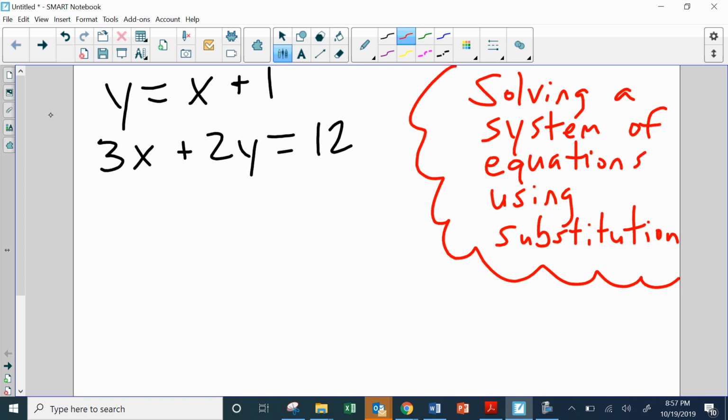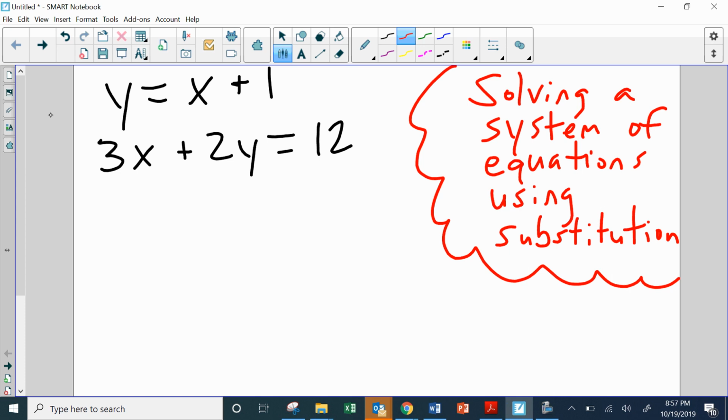So if you look at my two equations, I have equation 1 up here, the top equation, y equals x plus 1. And then I have the second equation, 3x plus 2y equals 12. Again, they are separate equations. The top equation would have one line if you graphed it. The bottom equation would have a different line if you graphed it. I am going to solve it in a different way than with graphing.